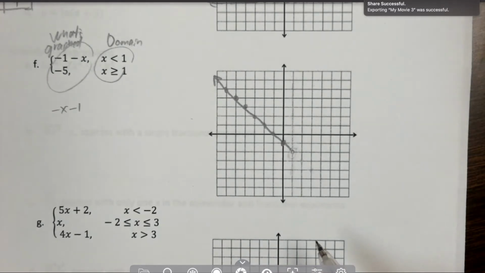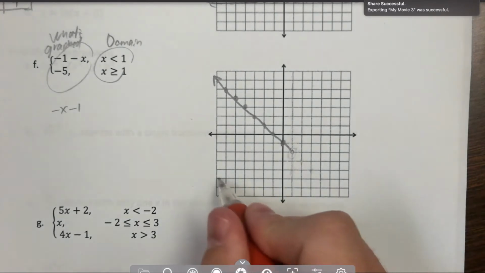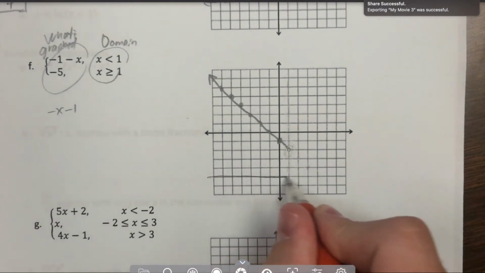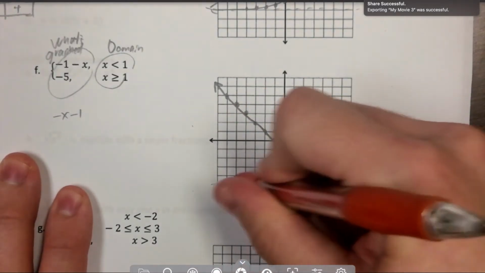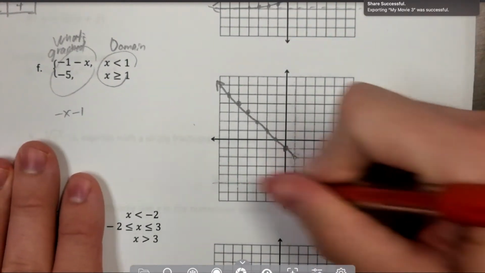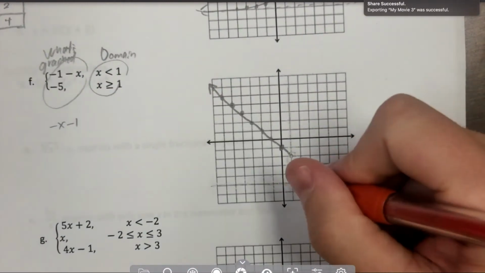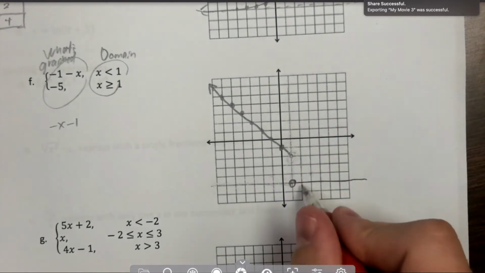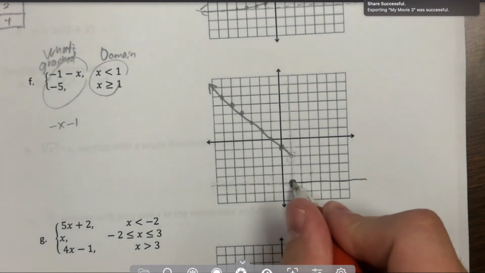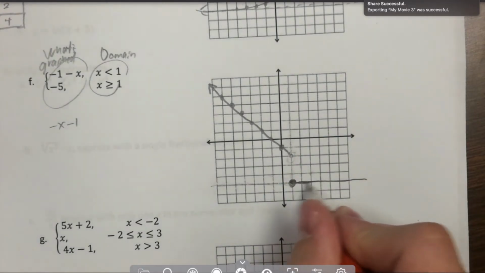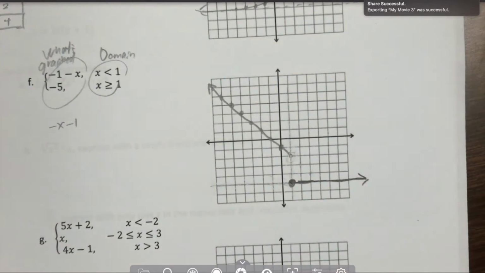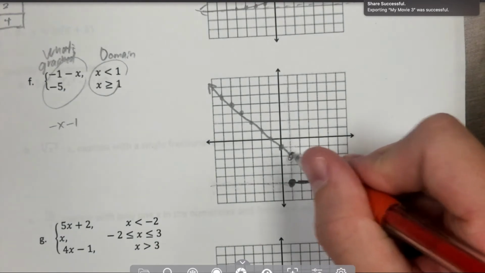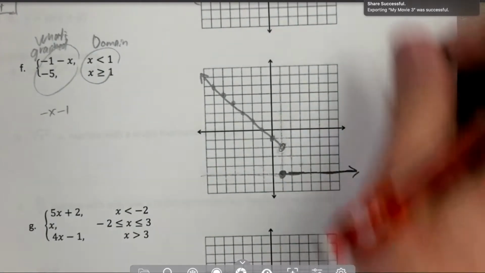Anyways, let's draw the other piece. The other piece says I am -5 always. I am the y value -5 always, but I'm not allowed to be that value over here. Actually, I almost drew that perfectly. I can't even really see where I drew, but I'm only allowed to be the value -5 from here on. Oh, and I actually can be, closed circle, I can be equal to -5 at 1. So that's my piecewise function. I've got an open circle here. I've got a closed circle here.